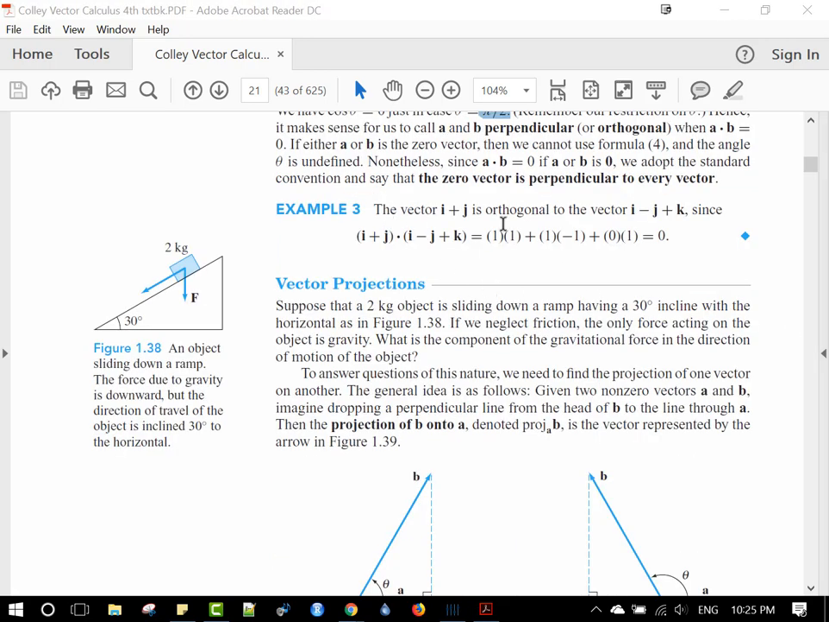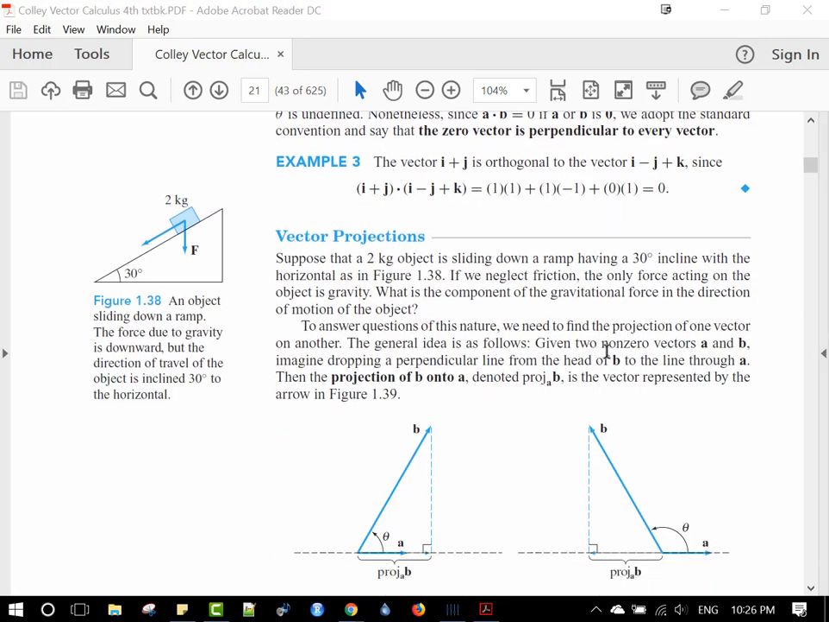Then we have an example. I'll let you read that example. Next thing is projections, which we talked about in the last video or some video before. So we have a vector. The projection of B onto A. So here's B, the projection of that onto A. That's what this notation means.